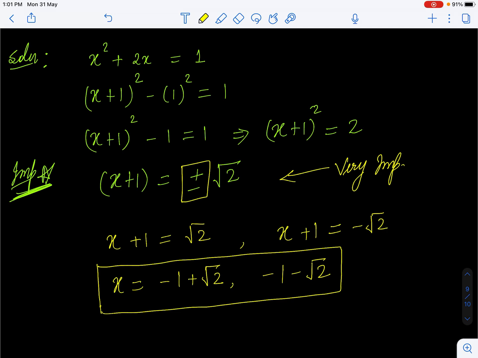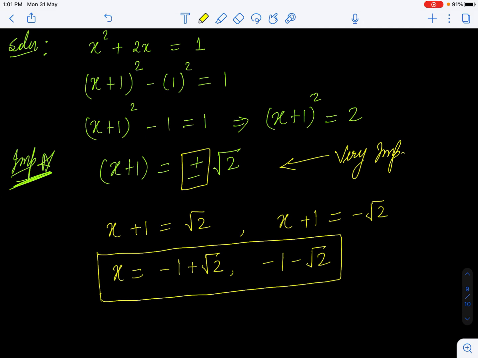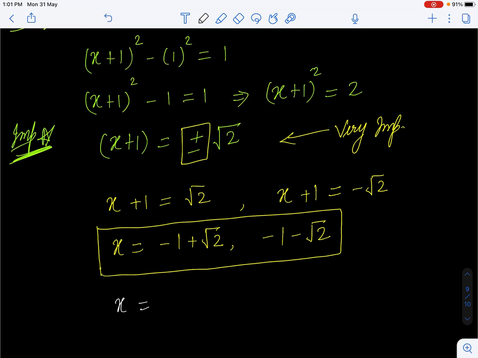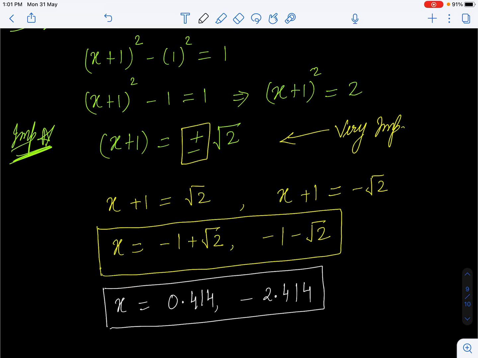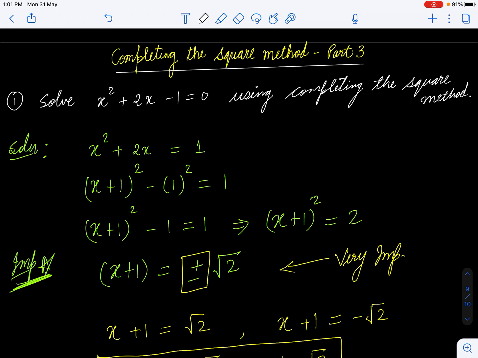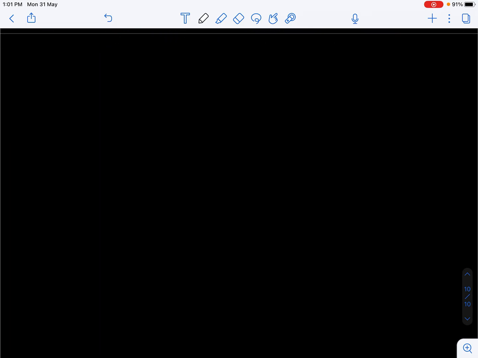Exact value means we don't have to find this value using a calculator. Now if it says solve this, then you have to use a calculator and find its value. Square root of 2 is 1.414. So this will give me my first answer as 0.414, using your calculator. The second will come out to be minus 2.414. So this will be my final answer. That's it. So we are using completing the square to solve a quadratic. Let's look at one more example.